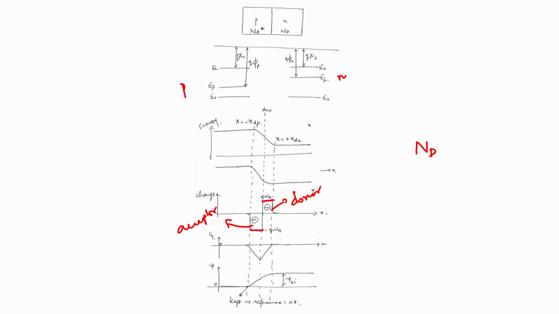And the electric field profile looked like this. We saw that it had a relation of x minus xdn on the n side, and is proportional to x plus xdp on the p side, with x being a negative term.